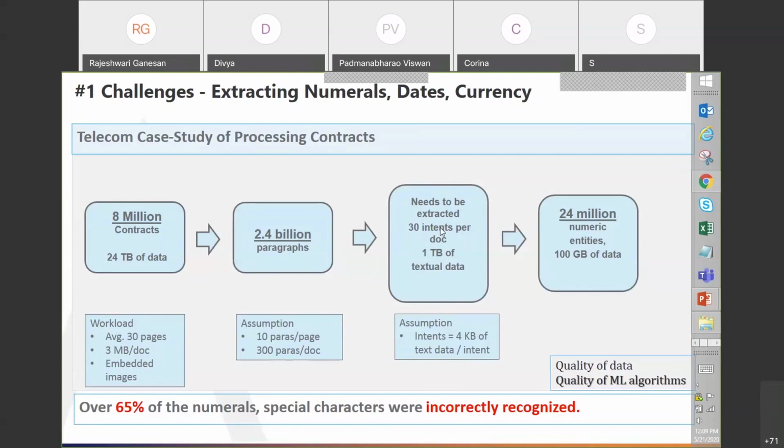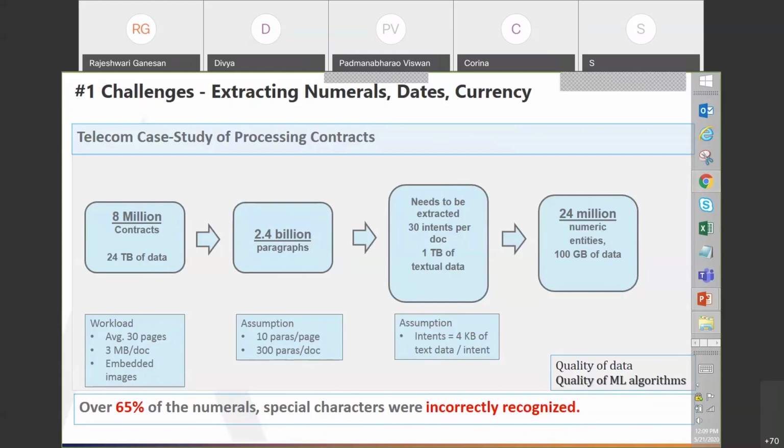When I say 30 terms, one could be a term related to the contract preamble. Another intent could be related to rent, another a preamble intent. The third one could be the termination clause, or the governing law. So these are the intents. We had about 30 intents per document. And we also had to extract a lot of entities. These entities are nothing but, you know, rent amount, percentage increase in rent, contract term, contract termination.